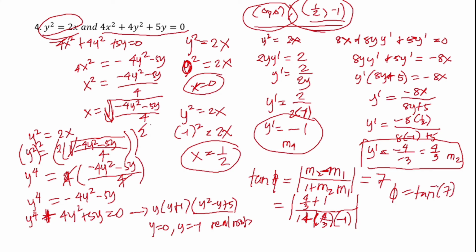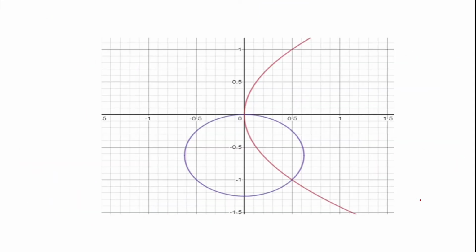Okay, the inverse tangent of 7. So we can have the final answer as inverse tangent. If you're going to find the degrees, just calculate the inverse tangent of 7 so that you can find the degrees. So that's all about number 4, and this is the graph.